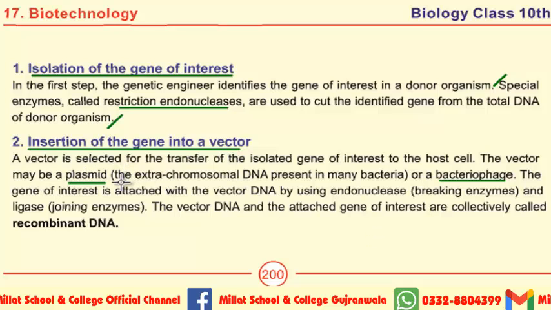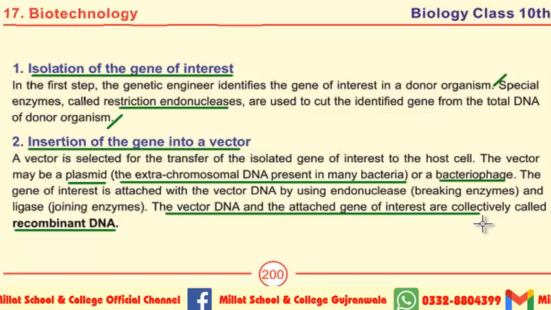Define plasmid. Plasmid is the extra chromosomal DNA present in many bacteria. Define recombinant DNA. The vector DNA and the attached gene of interest are collectively called recombinant DNA.